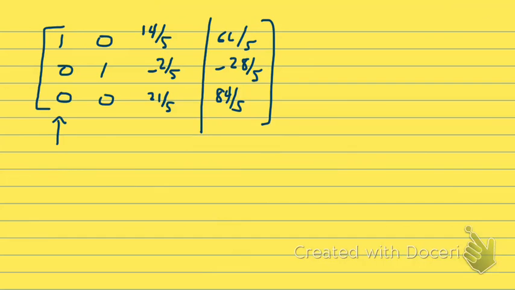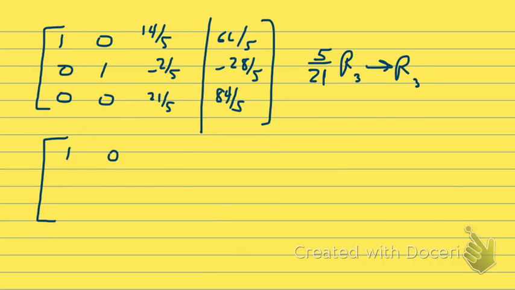Now the first and second columns are perfect. Let's work on the third column. Let's get this 21/5 to turn into a 1. In order to get a 1 there, we're going to need to use the reciprocal. So let's multiply row 3 times the reciprocal, 5/21. So 5/21 times row 3 to replace row 3. The first and second rows remain unchanged.